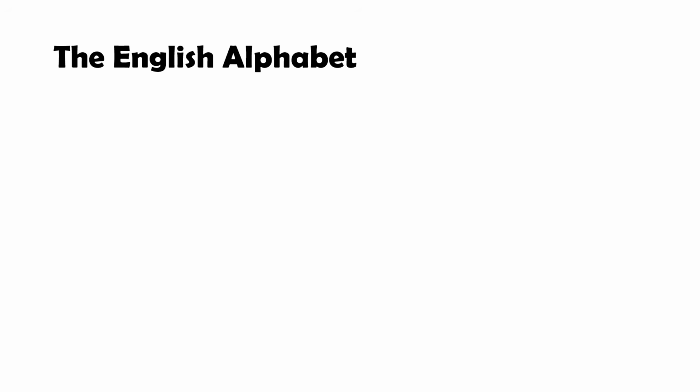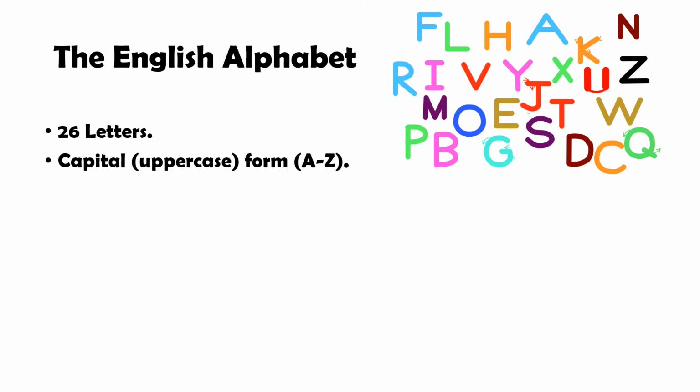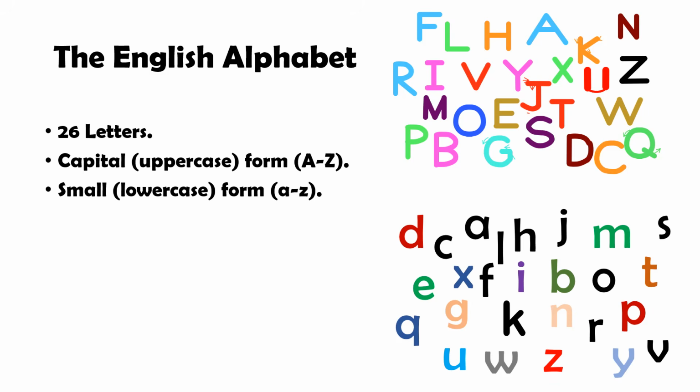The English alphabet. There are 26 letters in the English alphabet. Unlike some other languages, in English, each letter is written in two forms, either a capital form or a small form. In the slides to come, we will learn how to name the letters.